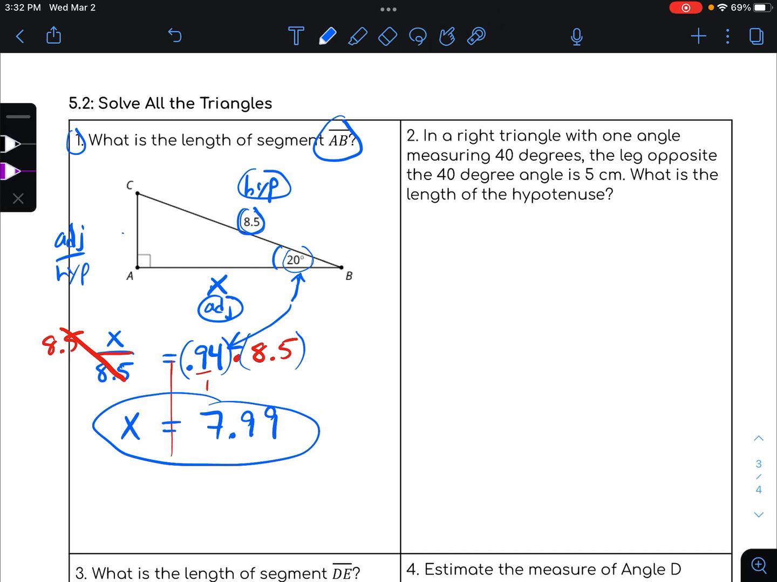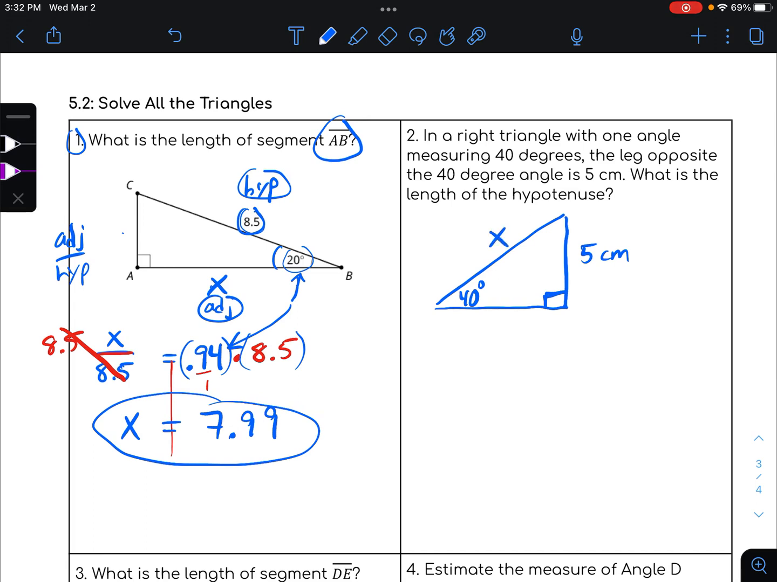All right, let's try another one. Number 2. In a right triangle with one angle measuring 40 degrees, the leg opposite the 40-degree angle is 5 centimeters. What is the length of the hypotenuse? So for every one of these, I do encourage you to make a nice sketch. It does not have to be to scale. If that bothers you, you can always resketch it. So we're going to put a 40-degree angle in here, and the leg opposite the 40-degree angle is 5 centimeters. What's the length of the hypotenuse?